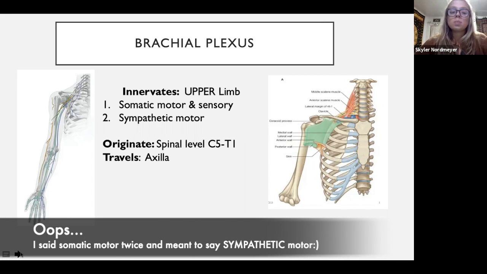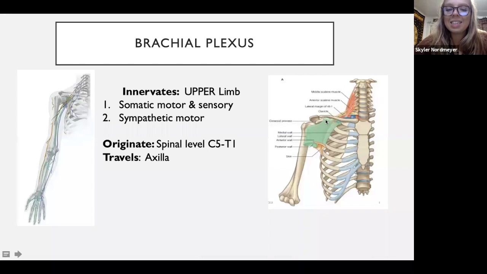It originates in the spinal level in C5 and T1 over here, and it travels through the axilla, which is kind of this little hole right in here. I can't really bust my arm for you to show you, but you can kind of see in this section of the picture over here, which is where it travels its way through to the axilla.